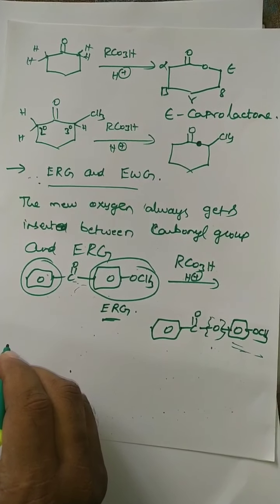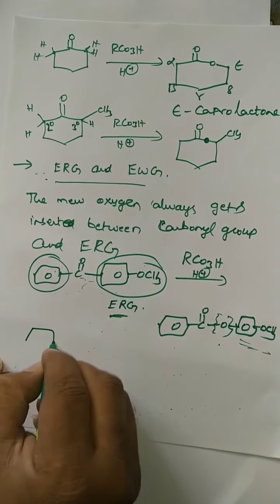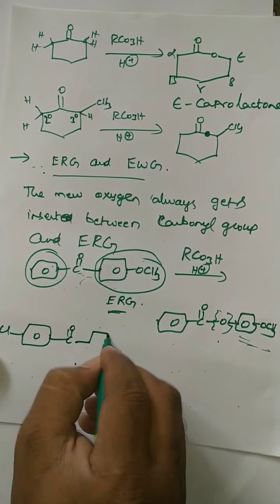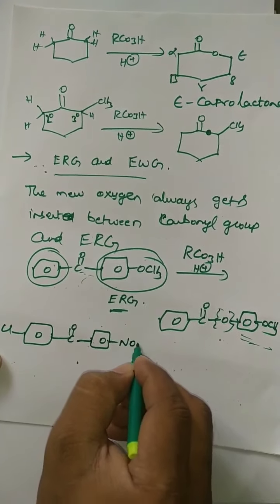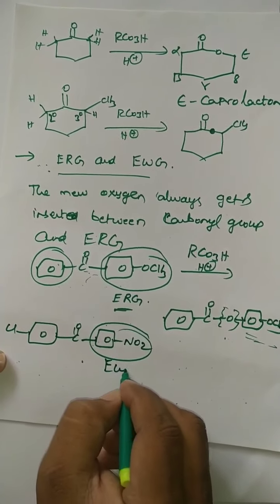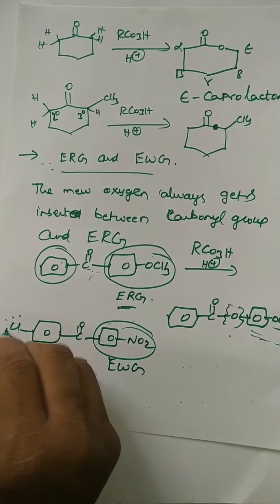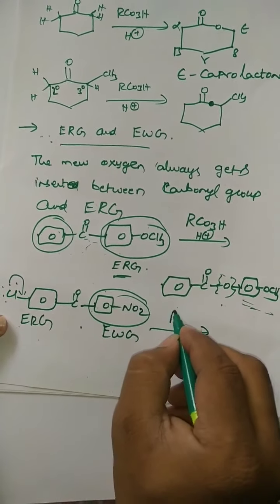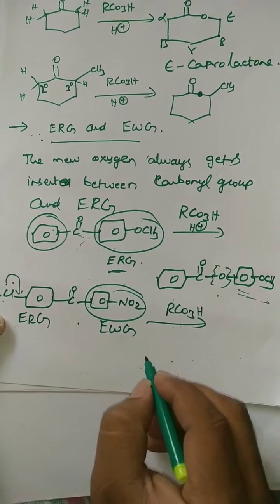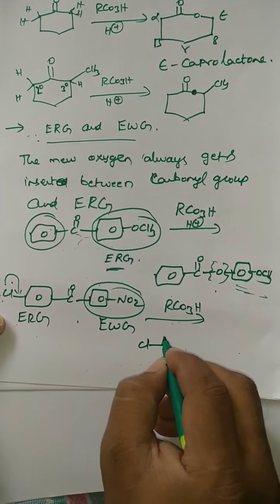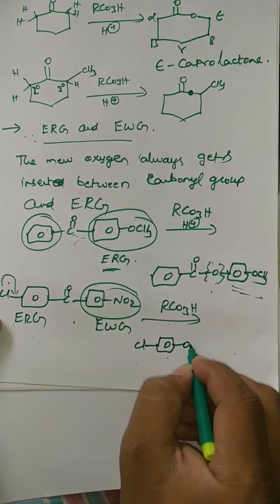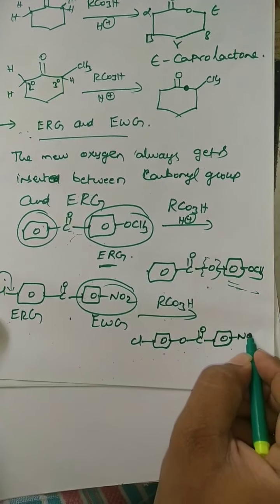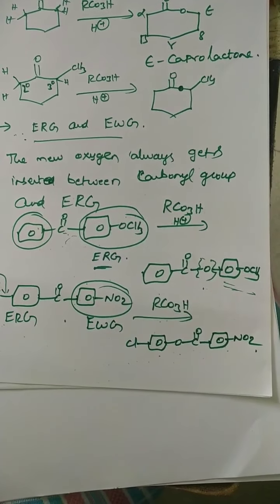Now you take one more example students. Here the nitro group is an electron withdrawing group, and on this side there will be a lone pair. This is the electron releasing group, right? Now if I treat this compound with peracid, where is the new extra oxygen inserted? Here. So that is the complete detailed story regarding Baeyer-Villiger oxidation, very important for competitive exams.